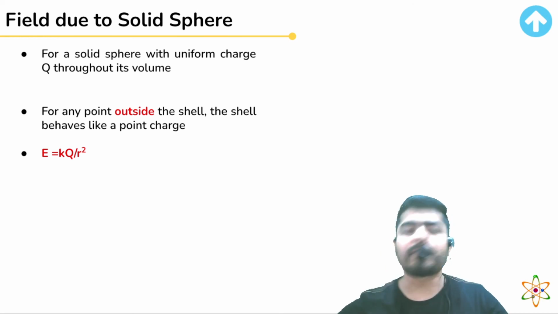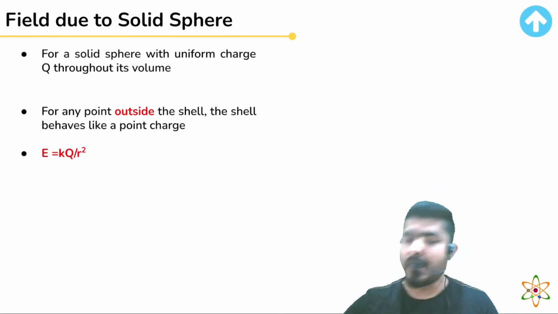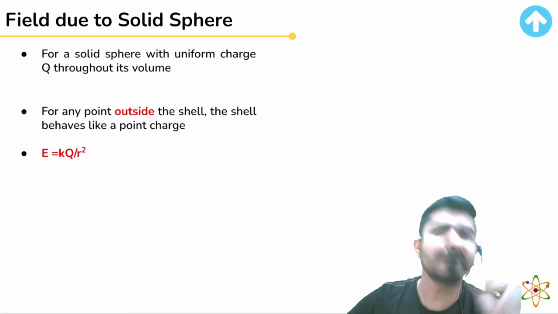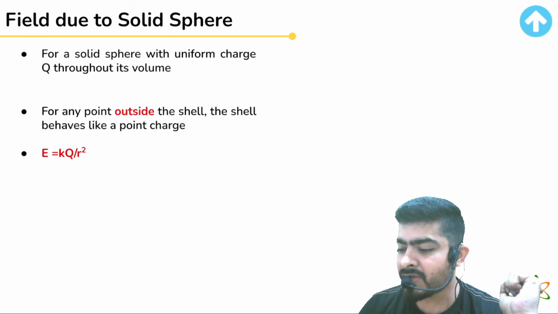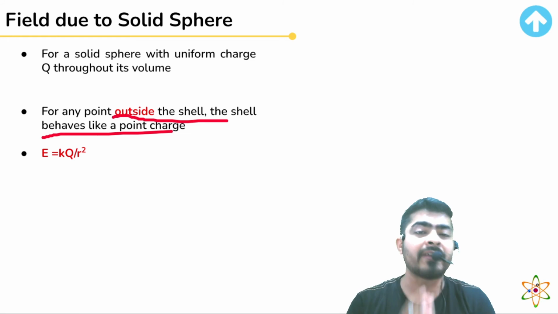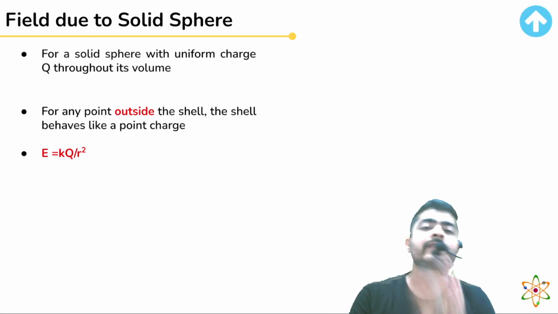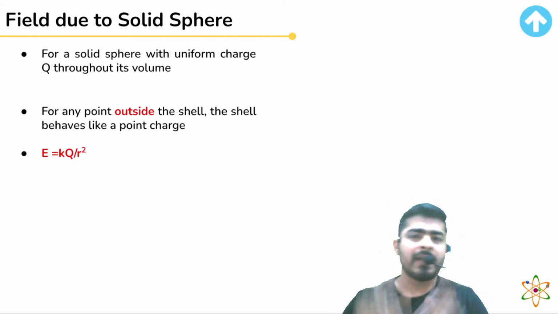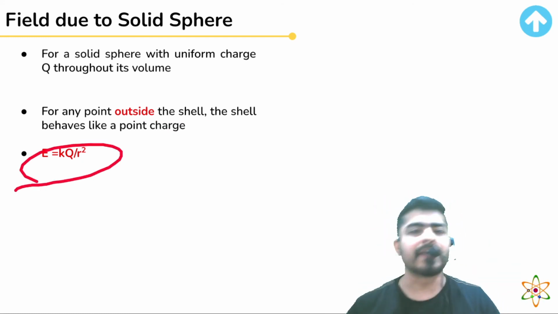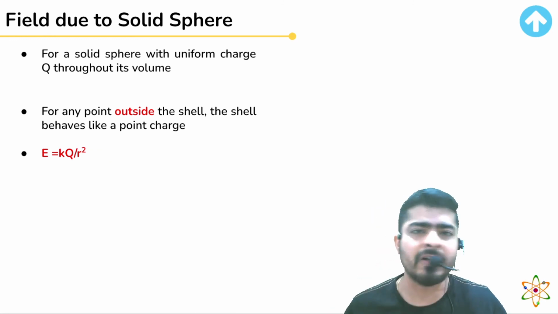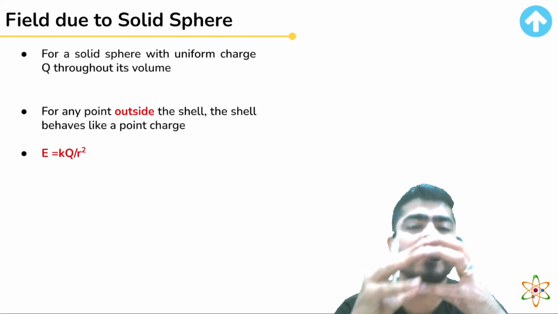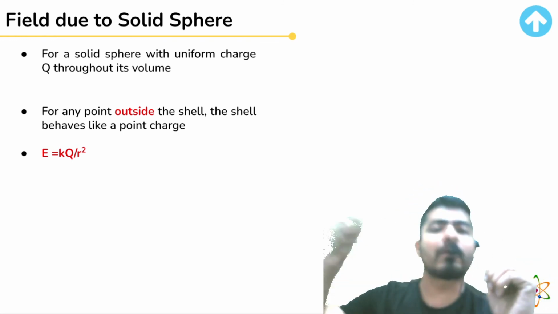Now what about the field due to a solid sphere? Just like the hollow sphere, the solid sphere can also be treated like a point charge, correct? So for any point outside, the sphere behaves like a point charge. All of this can be proved easily using Gauss theorem. If you take a spherical Gaussian surface, then by symmetry the electric field will come out to be kq by r square. But we are not going into the derivation right now. We are just directly looking at the final formula. So the sphere also behaves like a point charge when you are outside the sphere.